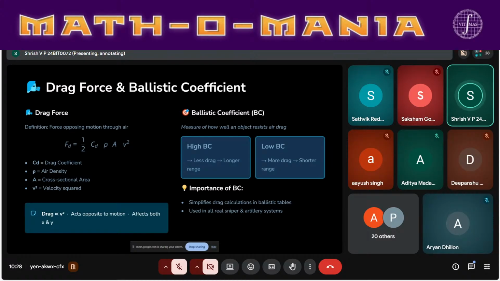Cd represents the drag coefficient. It depends upon the shape of the projectile. Rho is the air density, A is the cross-sectional area of the projectile, and V is the velocity of the projectile. From this equation, we can tell that the drag depends on the square of velocity, which means if the velocity doubles, the drag becomes 4 times larger than its original value. The inference from this is that at high speeds, drag becomes extremely significant, and this is why fast-moving projectiles lose speed quickly.